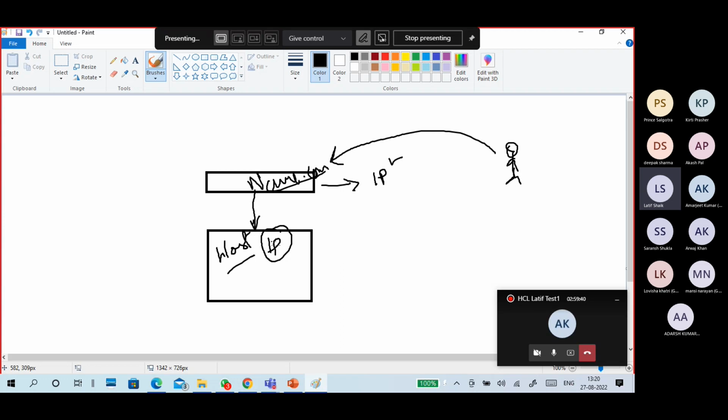Now it is linking like this. A person is accessing with a name, then the request goes with the IP address, then he will reach the host, then the host will give you the information. Okay, this is the name, IP address kind of stuff.